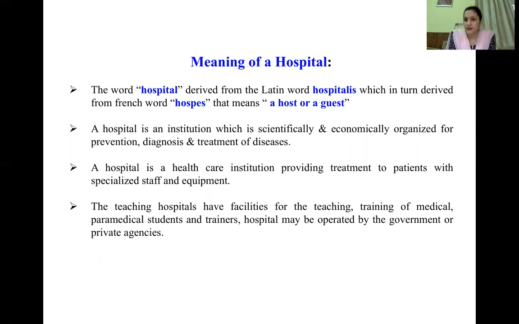The teaching hospitals are the places where facilities are provided for the teaching and training of medical and paramedical students and the trainers. Hospitals may be operated by the government or private agencies. There are hospitals operated by government agencies such as PGI Chandigarh, Government Hospital Amritsar, Government Hospital Patiala, and private agencies such as DMC Hospital, Ludhiana. So there are various hospitals which are operated by the government or the non-government agencies.